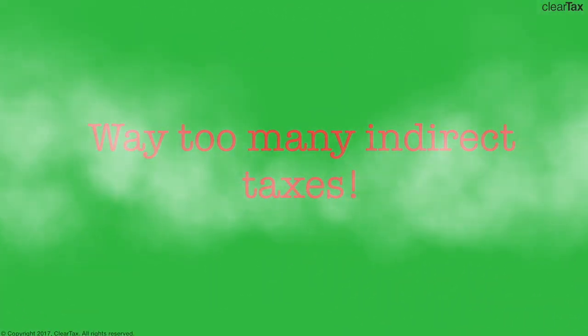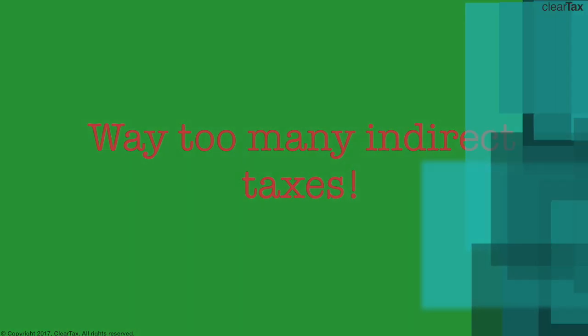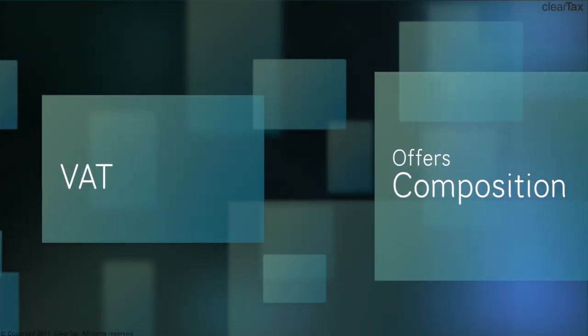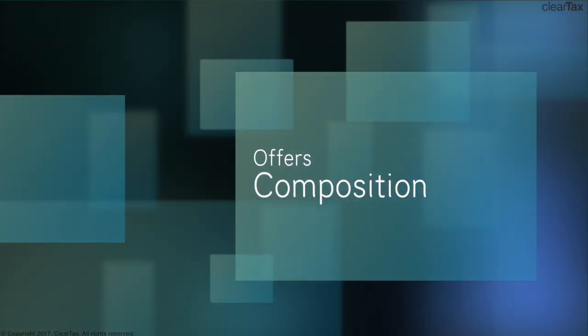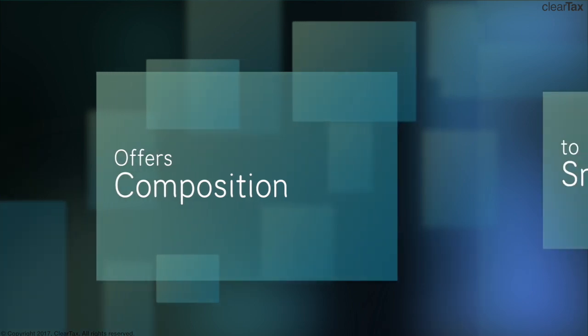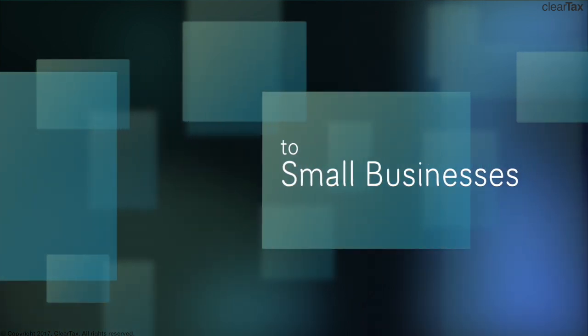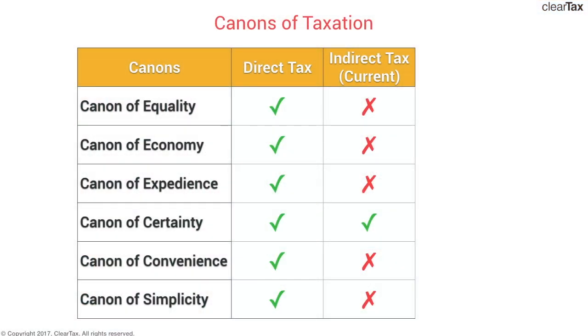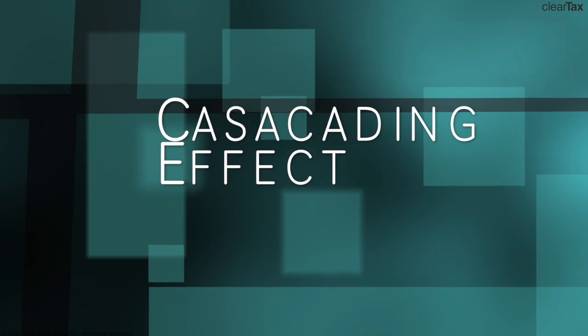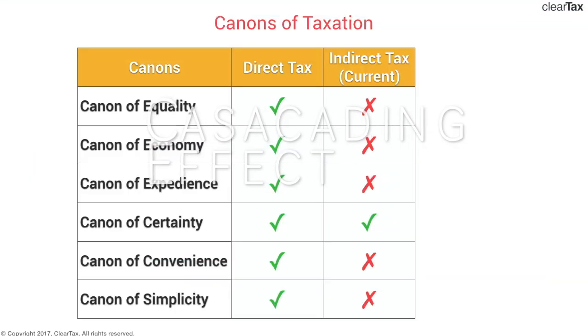There is no equality as well. This is except for the case of VAT, where a small business is given an option to simplify the complications. None of the indirect tax laws give that option to any of the small businesses. And expediency? Well, cascading effect is unfair taxation, and so the canon of expediency is also not ticked.